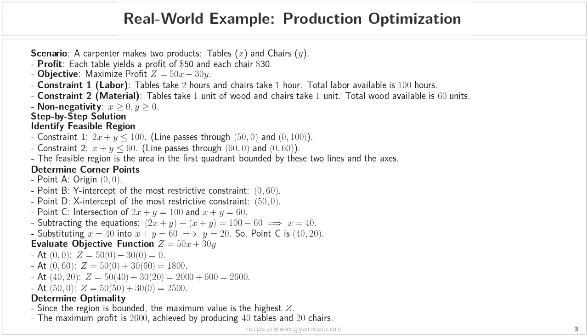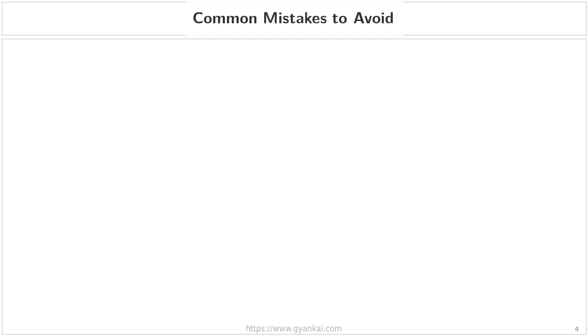Finally, we determine optimality. Since our feasible region is bounded, we simply look for the highest value. As we can see, the maximum profit is $2,600. To achieve this, the carpenter should produce exactly 40 tables and 20 chairs. As we move to the next slide, keep in mind that while this calculation was straightforward, there are a few common pitfalls that can lead to incorrect results. Common mistakes to avoid.